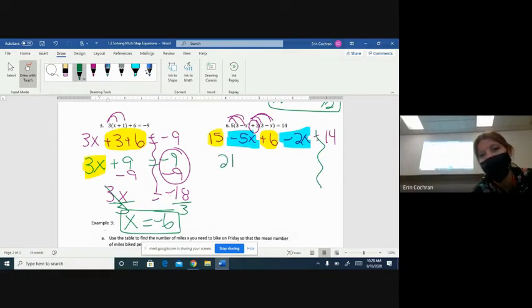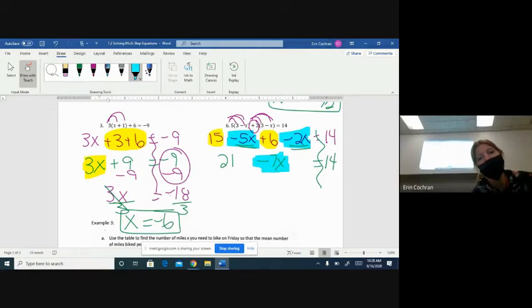21, good. Now what's a negative 5x and a negative 2x? They're both negative, so we're going to add them. So negative 5 plus negative 2 is negative 7x equals 14. All right. Now we leave the x alone, right? So that negative 7 we're going to leave. That 21 needs to move.